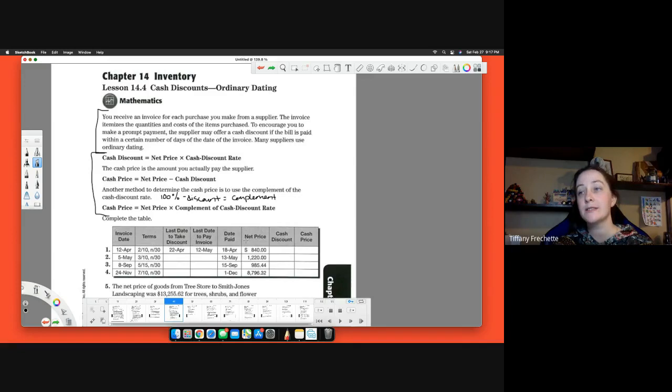So the net price was $840, and we're going to multiply this by 2%. That will tell us what our cash discount is. So $840 times 2% gives us $16.80. Oops, I was putting percentage there. So $16.80, not percent. So we get to take off $16.80. We're simply going to subtract these so that we know how much we're paying. So we're going to pay $823.20. Done.